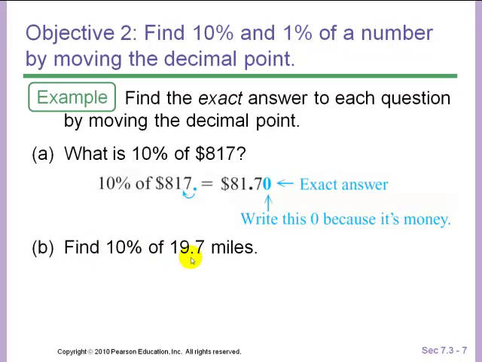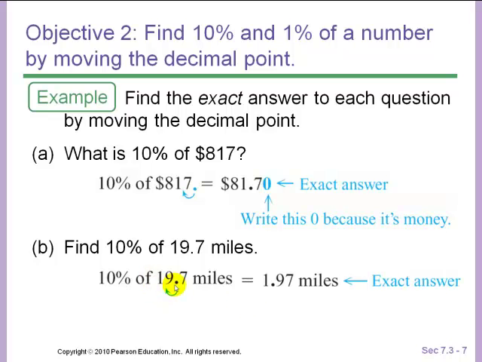Find 10% of 19.7 miles. Again, we're just going to move that decimal point one place to the left. So 10% of 19.7 is 1.97 miles. Notice in this case we found the exact answer. These are not estimates, these are the exact answer.